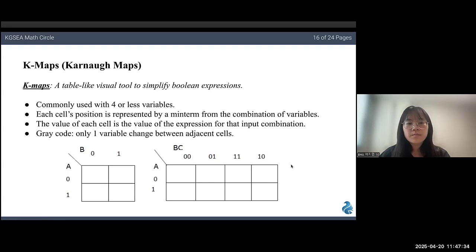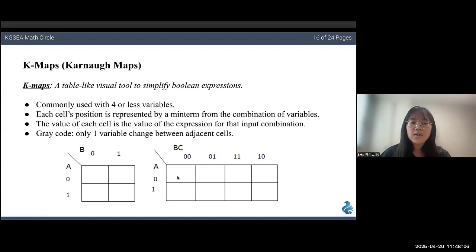And another way to simplify Boolean expressions is using Karnaugh maps, which are often called K-maps for short. It is a table-like visual tool which is used to simplify Boolean expressions. Some properties of K-maps are that they're commonly used with 4 or fewer variables. Each cell's position is represented by a minterm from the combination of variables. So for this example with a 3-variable K-map, we would usually say this cell is represented by the value 0, 0, 0.